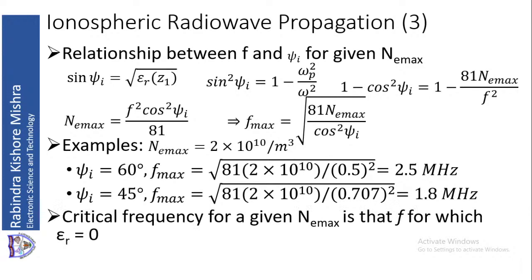Then the critical frequency for a given N_emax is that frequency for which epsilon r is equal to 0. This is the definition of critical frequency. Now if you put those values in, f_c will be 9 root over N_emax. This expression we have already seen, just repeated here, so otherwise it has no utility.